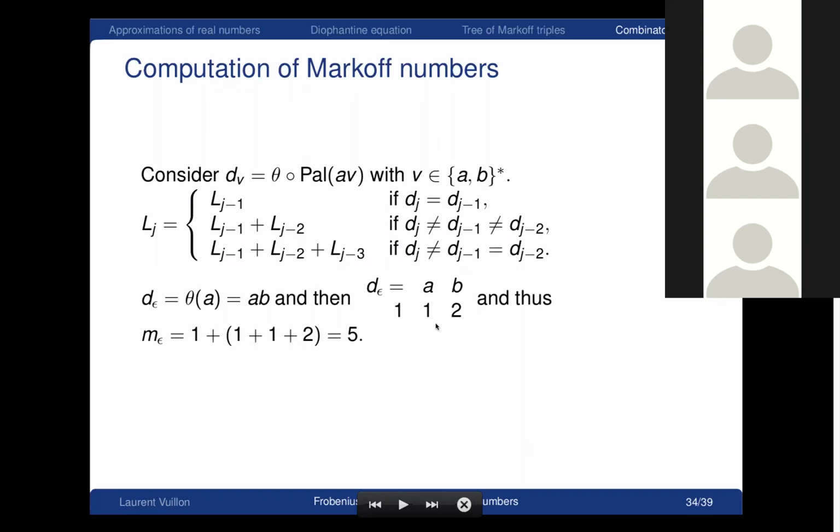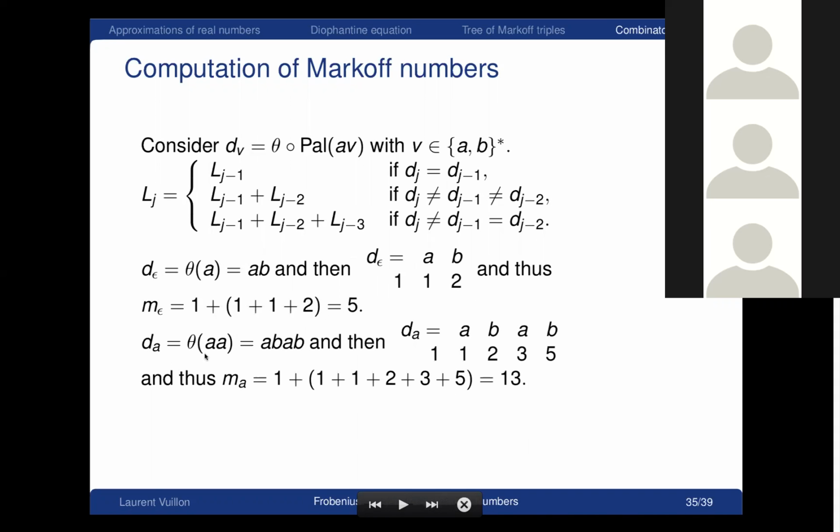For example, if you want to compute the Markov numbers associated with theta pal of A, then V is the empty word. This is why, here, I put the empty word. You have to use AB as a directed word. For simplicity, you can put the values directly: in position 0, in position 1, in position 2 of your directed word. If you compute the sum plus 1, this is exactly your Markov number.